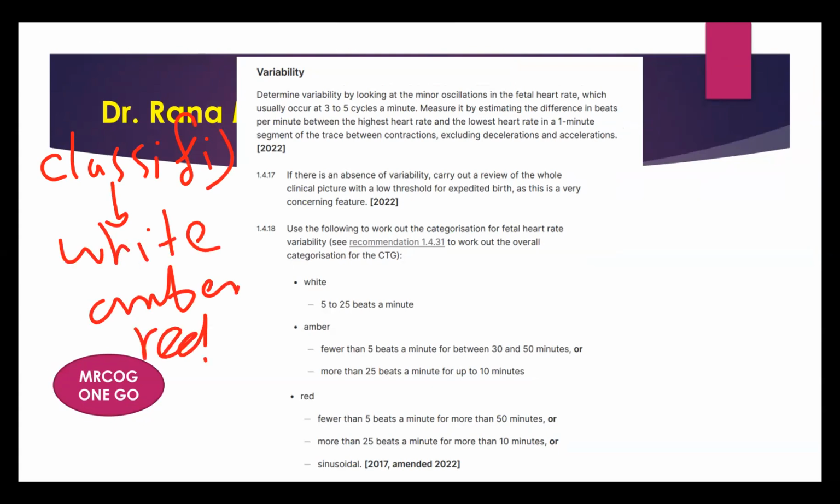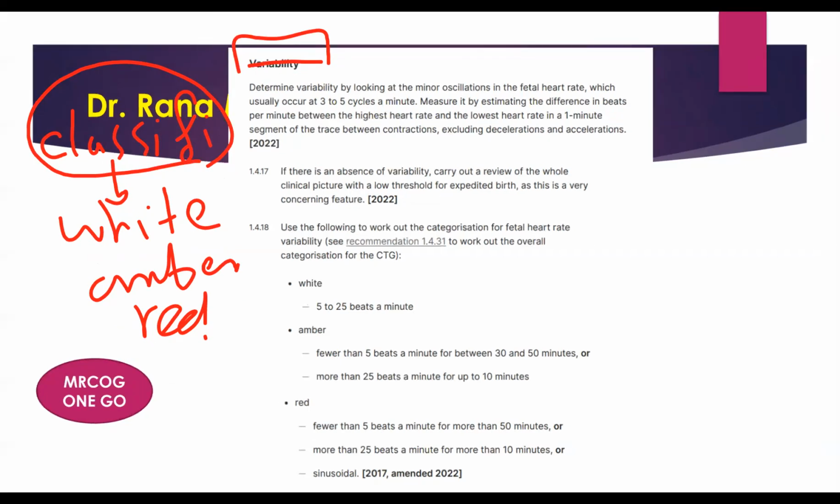And we describe the classification of the features like variability, like the basal heart rate. So classification is of a feature, only one feature of the CTG. And in the old guideline, as we mentioned, it was reassuring, non-reassuring, abnormal. And we replace it now with these three terms.